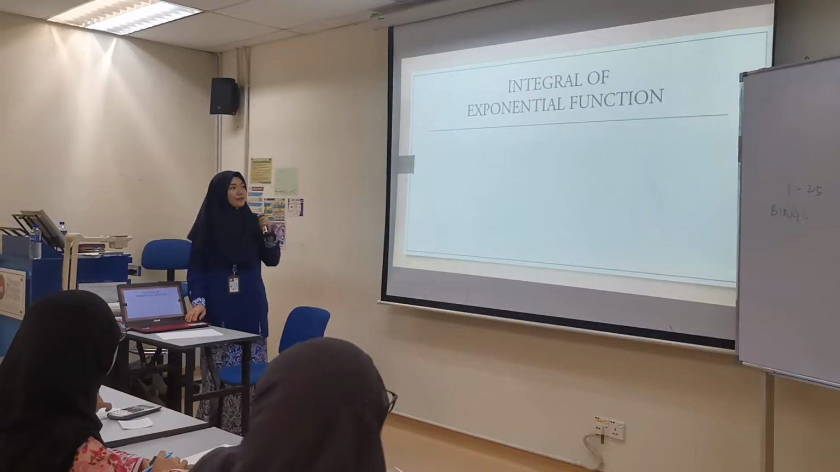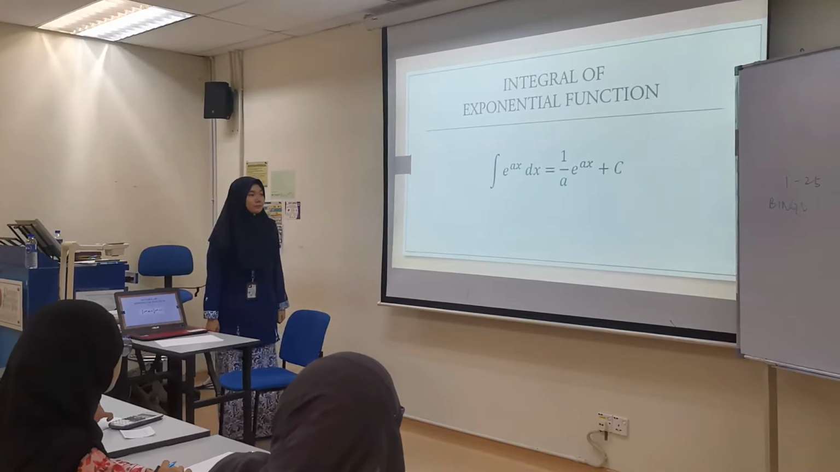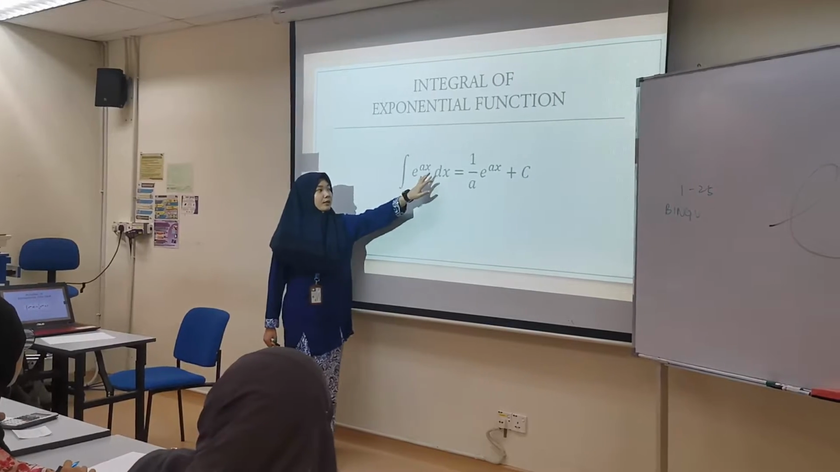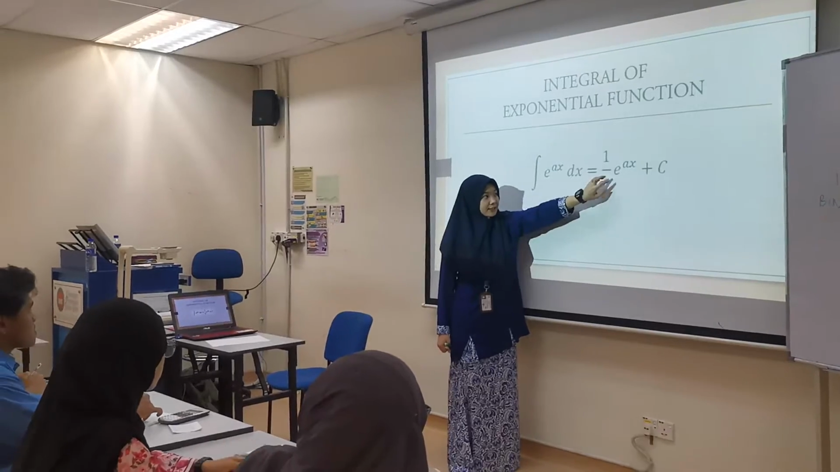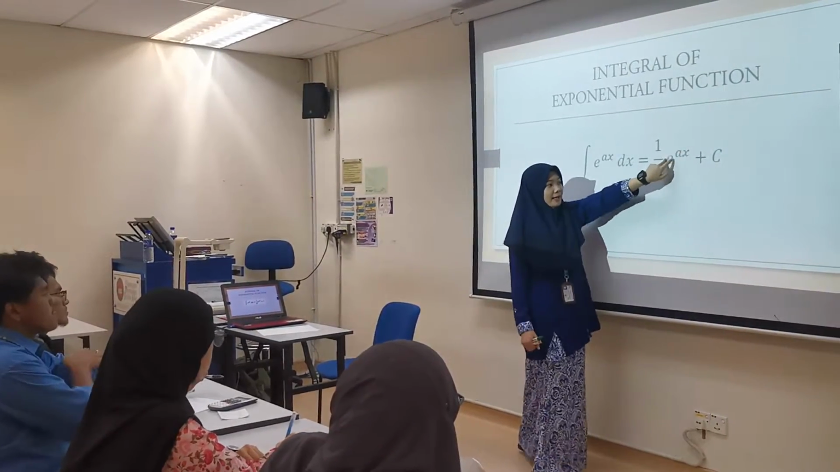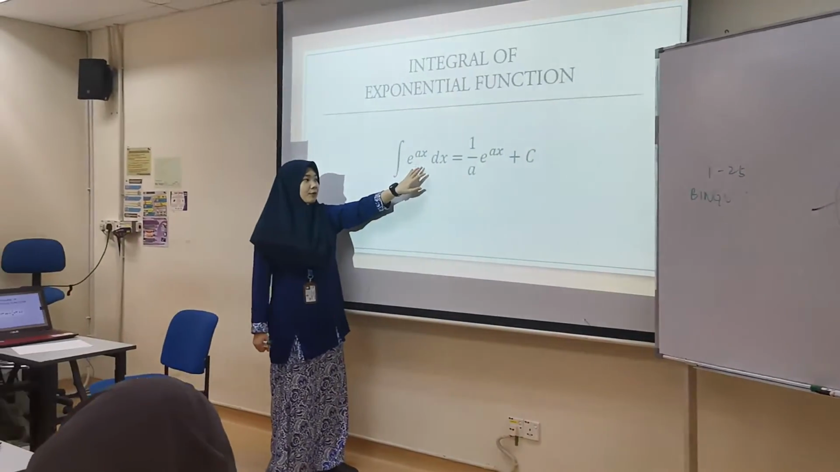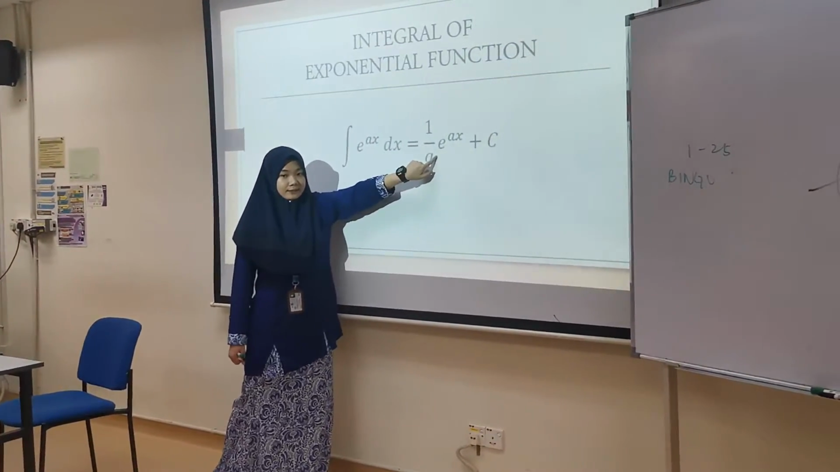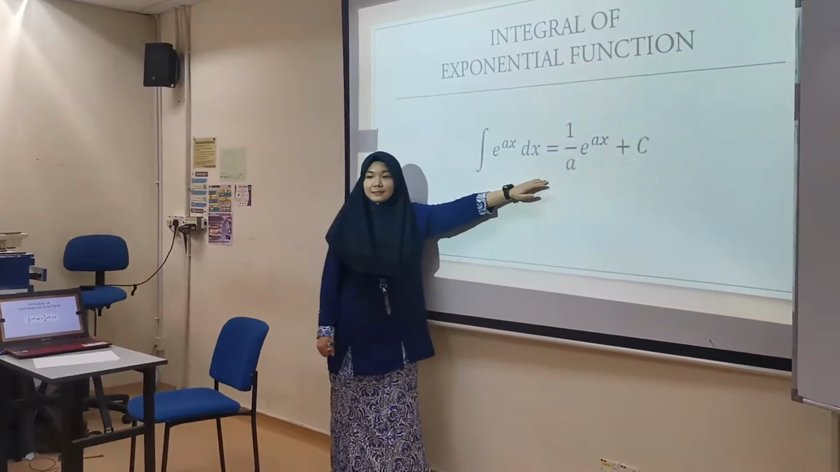Now, still the integral of the exponential function. We learned what we just did. When we integrate e to the power of ax, we differentiate ax and take 1 over it, then copy it back, plus c. Just simple. One more time: we integrate e to the power of ax, we differentiate ax and put 1 over it, copy it back, plus c. That's simple, right? Jot it down. It's very important. Okay?